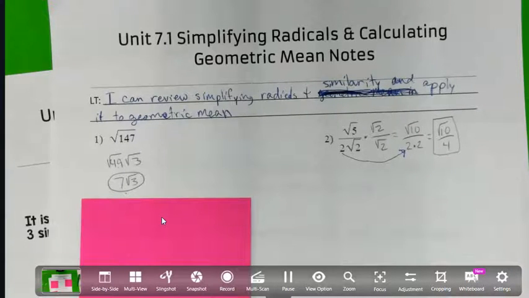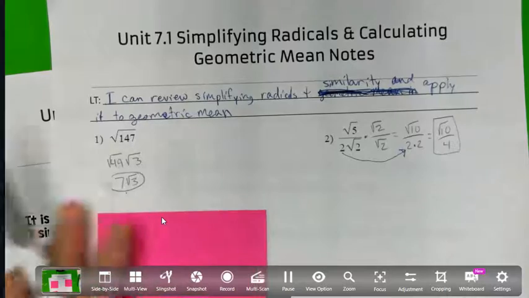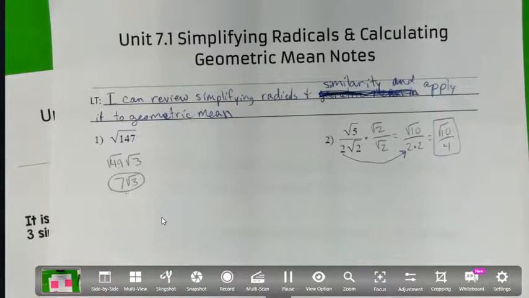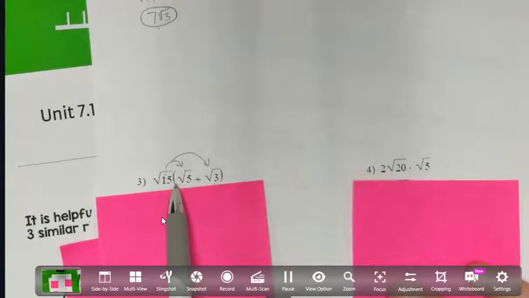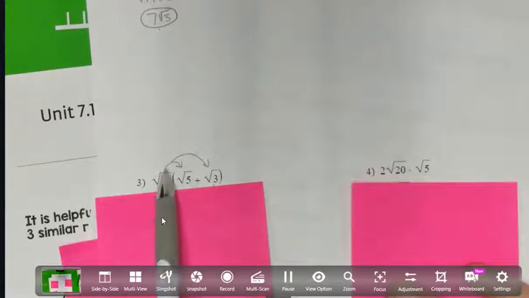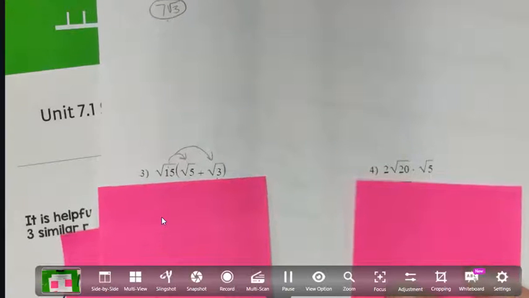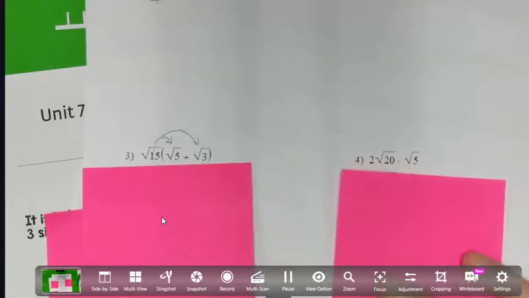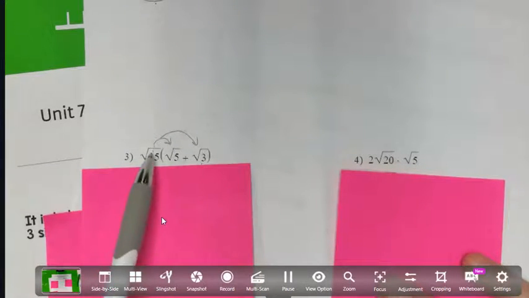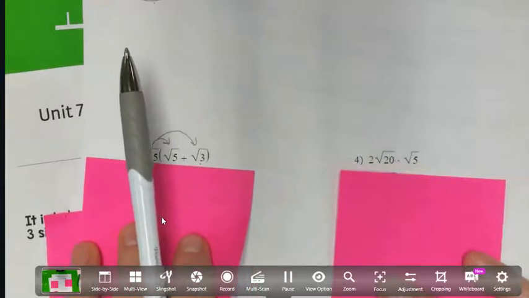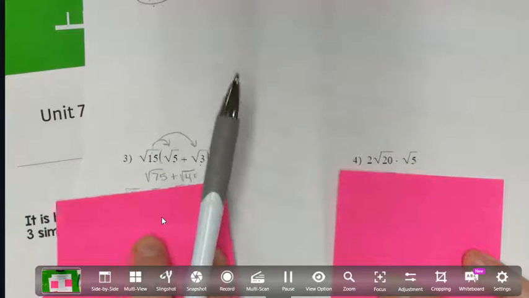All right. Moving right along to number 3. For number 3, we've got the square root of 15 times, and these are in parentheses, root 5 plus root 3. And if you look at it, you're like, well, it looks like you're distributing. It just looks weird because we have square roots. So we are going to do the same thing as when we distribute.